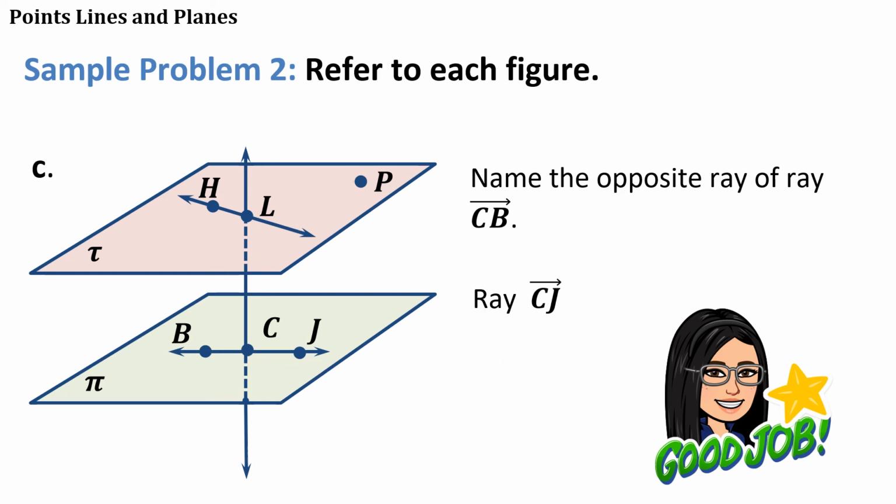I'm going to show you again. We have a ray that starts with the endpoint C. It continues through point B. That is our first ray. And the opposite of that ray starts with the same point C and just goes in the other direction.